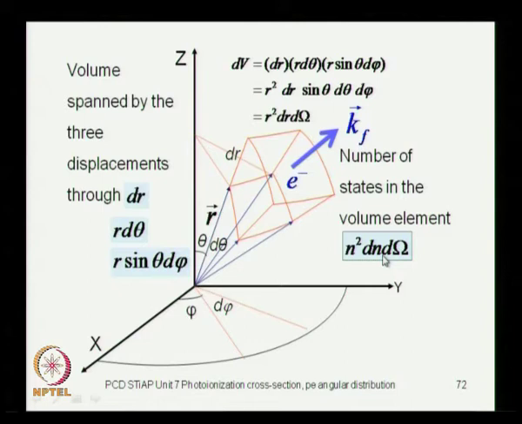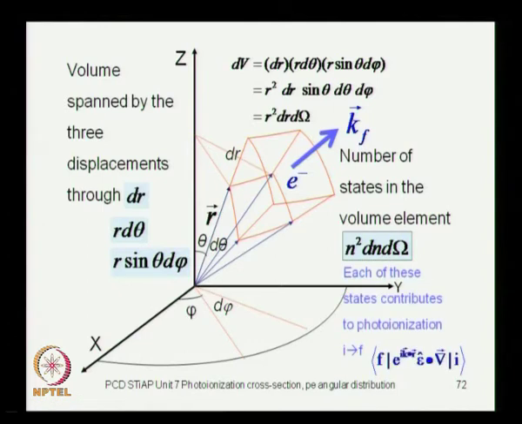So, that is the number of states which are available for this transition, and each of these will contribute to photoionization corresponding to the same matrix element, because they all have the same physical energy. So, they are all degenerate processes, and they will actually augment the differential cross section.